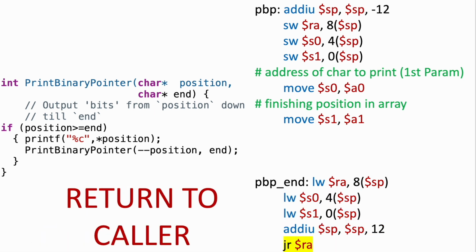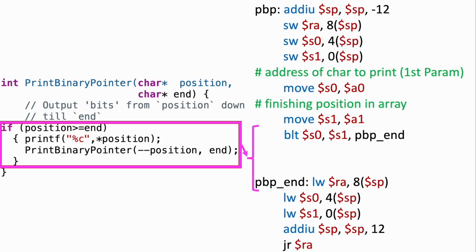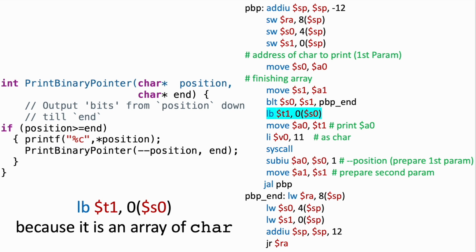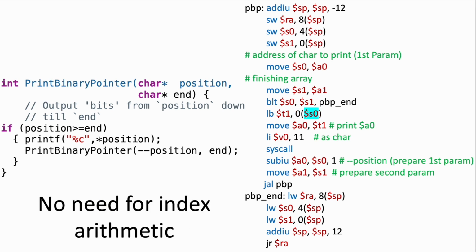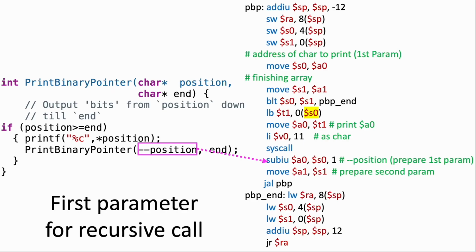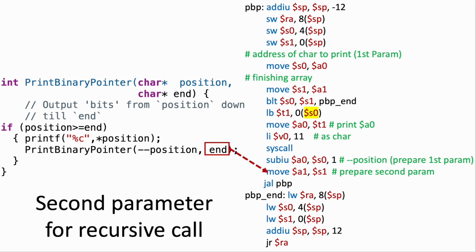The body is an if-then control structure, with a system call to print the character. Notice the load byte, and not word, pointed to by the parameter which was stored in $s0. After that, the code prepares new values of the parameters for the recursive call. The pointer is decremented once in $a0, while the second parameter is untouched.